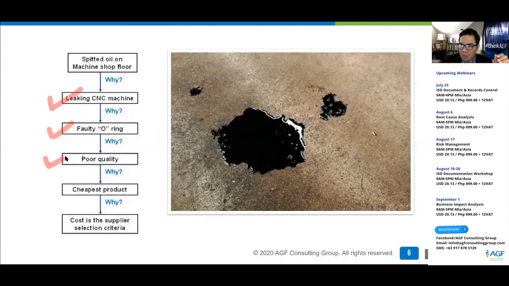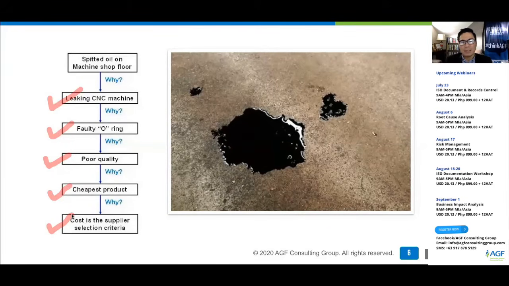Well, because the quality is just not as good. All right. Why is the quality poor? Well, because we purchased the cheapest product. Why did we purchase the cheapest product? Well, because cost is the supplier selection criteria. Okay. So now, maybe that's your root cause. Maybe you need to analyze again, or you need to recalibrate the criteria for your supplier selection so that you can eliminate this oil on the floor nonconformity.